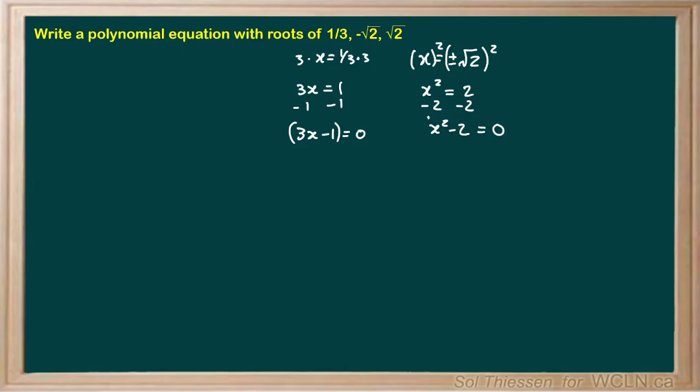Okay, so with that in mind, our polynomial equation with those roots will be y equals the product of these two factors. So you can see that if we plug in any of these root values for x, we'll end up with 0 for our y value.